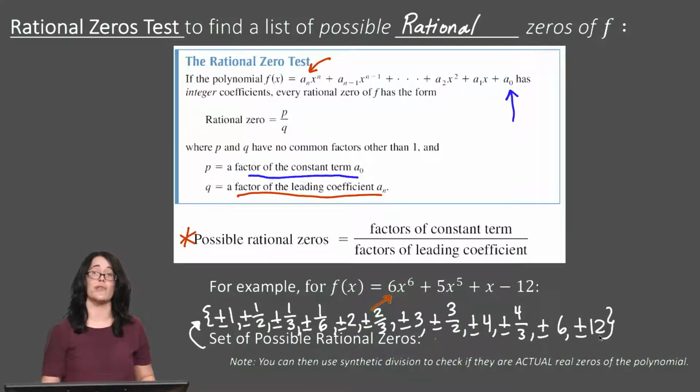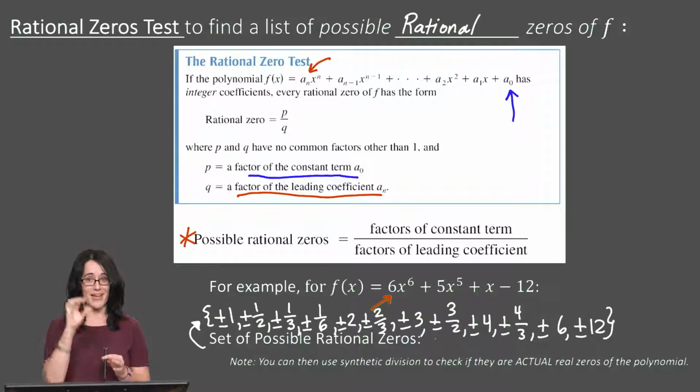I encourage you to try that on your own. Maybe pause the video, check, make sure you understand where these numbers are coming from. We're simply dividing every potential numerator by every potential denominator, every potential p over every potential q. That would be our set of possible rational zeros.